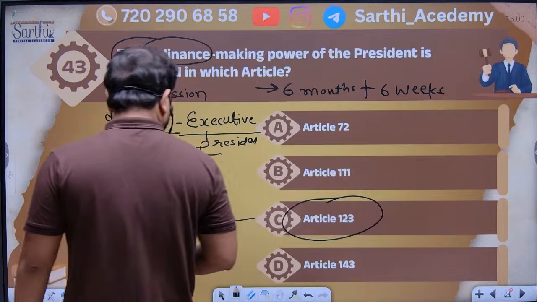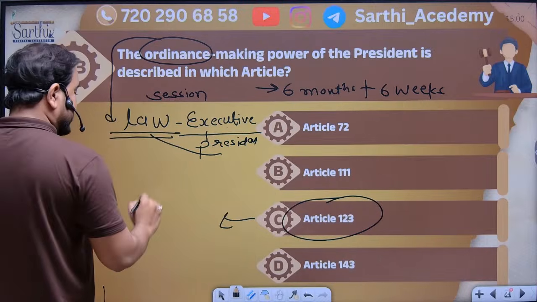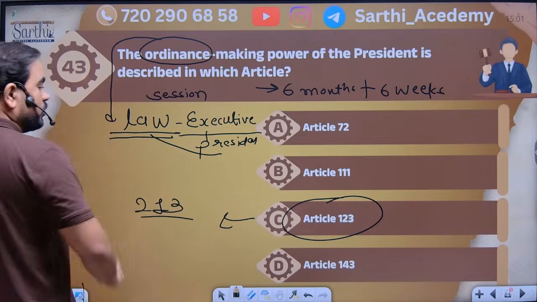And if you want to talk about the state, the article is 213 for the state.